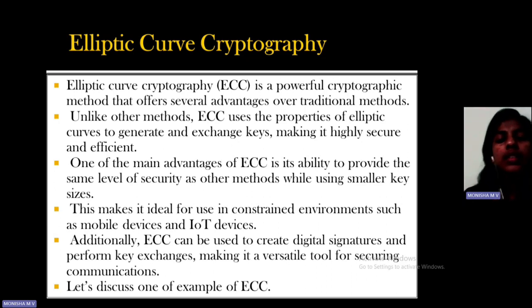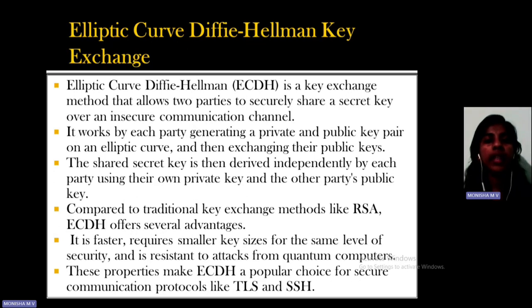Now, let us discuss this with an example. As I told, this is a base algorithm for a method called Diffie-Hellman key exchange. Let us see what it is. Okay, come to that example. Elliptic curve Diffie-Hellman key exchange. Shortly, we will call it ECDH. It is a key exchange method that allows two parties to securely share a security key over an insecure communication channel.